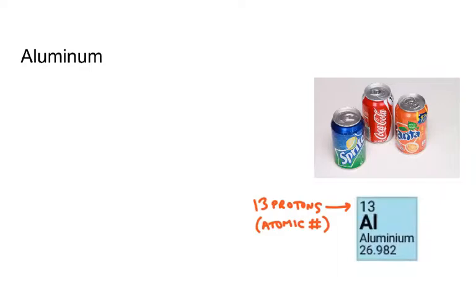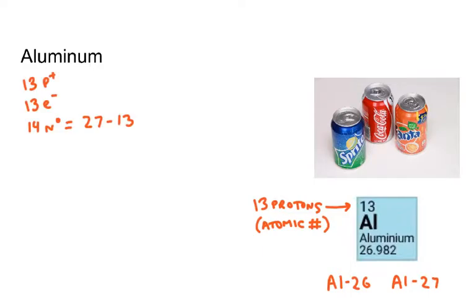Aluminum is an element used in aluminum cans and aluminum foil used for cooking. Aluminum has 13 protons because that's the atomic number. 2 common isotopes of aluminum are aluminum-26 and aluminum-27, with 27 being most common. The number of protons and electrons are the same, and the number of neutrons can be found by subtracting the atomic number from the mass number. When we do 27 minus 13, we get 14 neutrons.